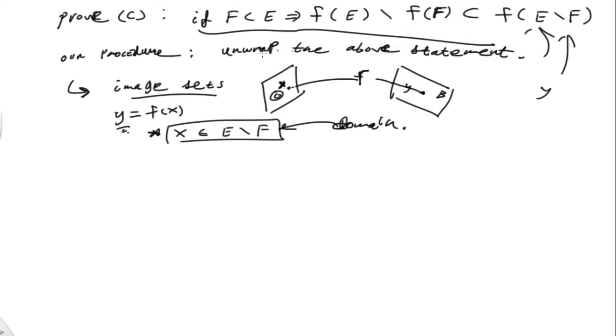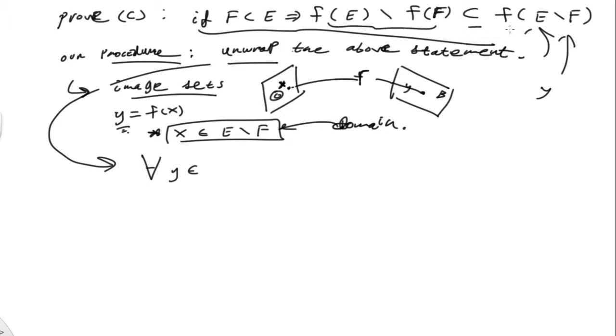So let's look at this statement then. Our procedure is to unwrap the above statement, and we've done a little of the work from that. What we have to do is, for all Y, we want to prove that this set here is a subset of that set. To unwrap that statement, we say that for all Y in this set here, this is an if-then statement. There's the then, and there's the if.